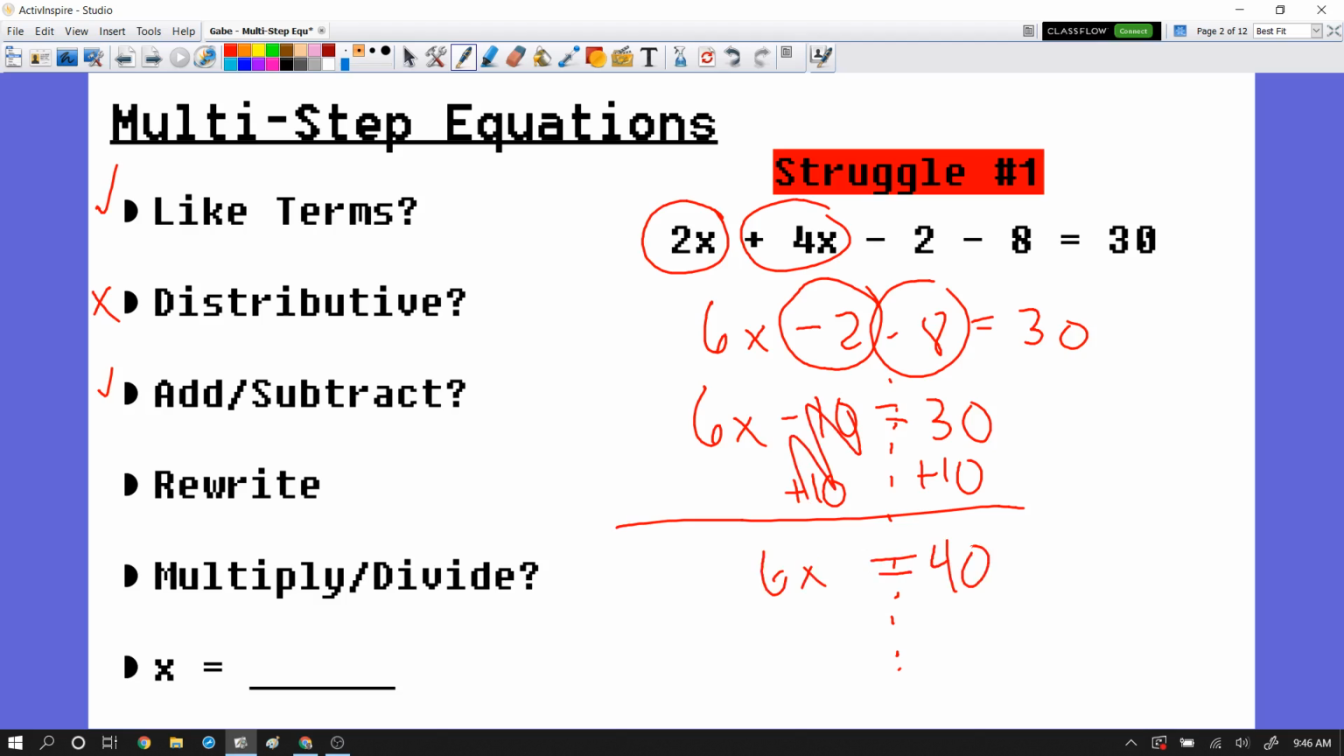Okay. Rewrote it. Is there multiply and divide? Yes. So divide by 6. X equals 6 times 6 is 36. That leaves 4 left over. So 6 and 4/6 or 6 and 2/3. Simplify that. We're not going to go through and check it on this one because I don't want you to struggle anymore with that problem. We'll just say peace out to that one.